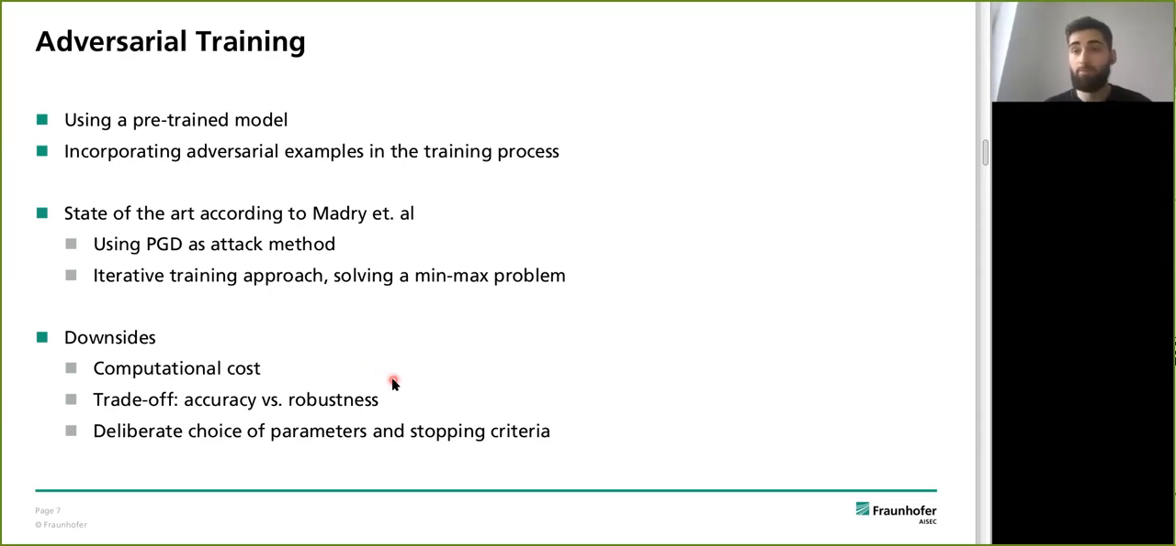So you need to retrain your model, which is of course an additional cost, but you also need to craft the adversarial examples, which is often very computationally costly and sometimes takes a long time. Then, of course, what I talked about earlier is the accuracy and robustness trade-off. And one final point is the deliberate choice of parameters and also the stopping criteria. When do we actually stop our adversarial training process is also an interesting question for research.